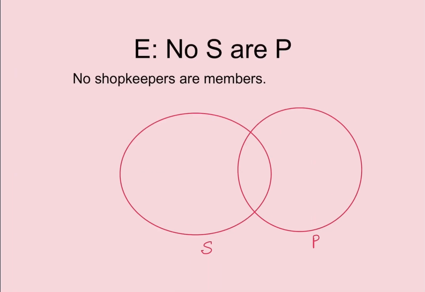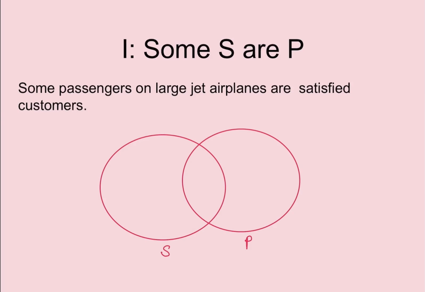Now moving to the next one, we have No S are P. No shopkeepers are members. So in this case we will just shade this part. So this is No S are P. Some S are P, it indicates that there is at least some S, right? So let's take the example. Some passengers on the large jet planes are satisfied customers.